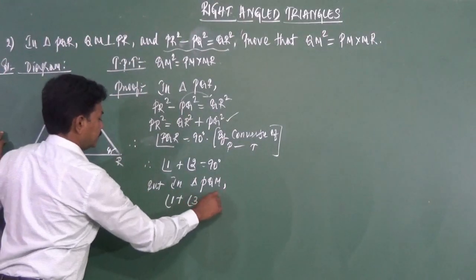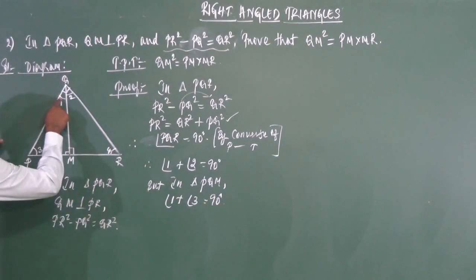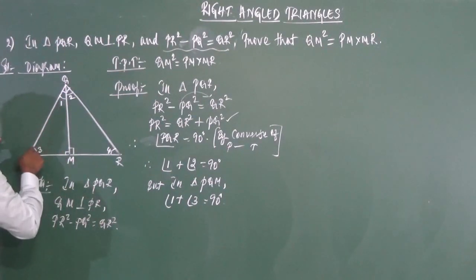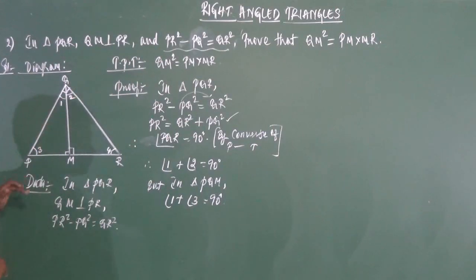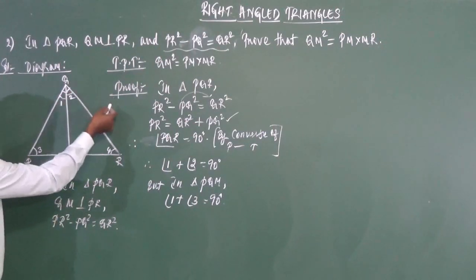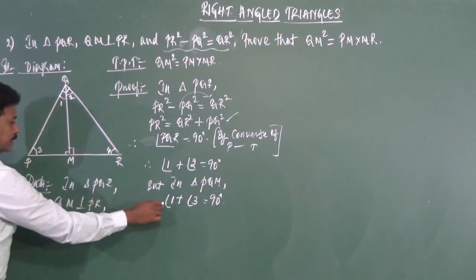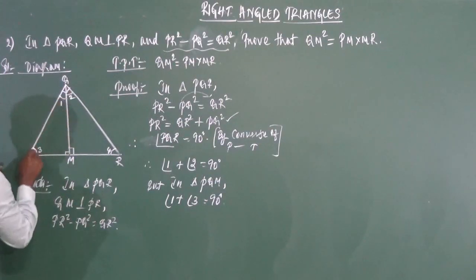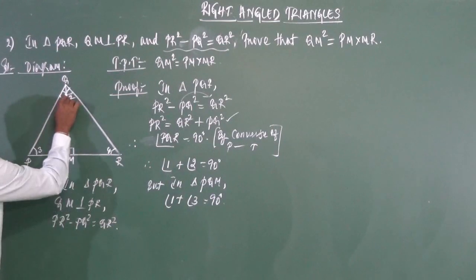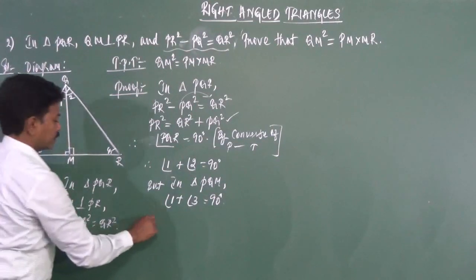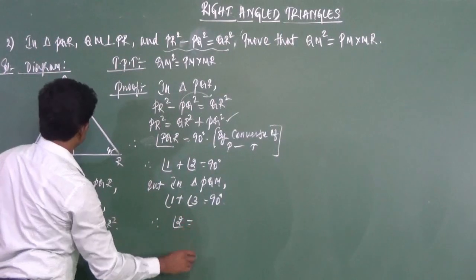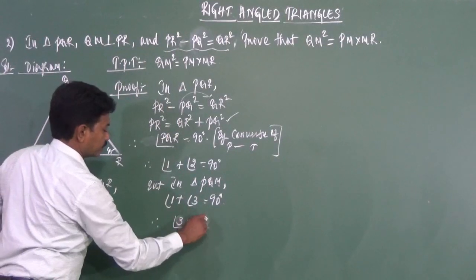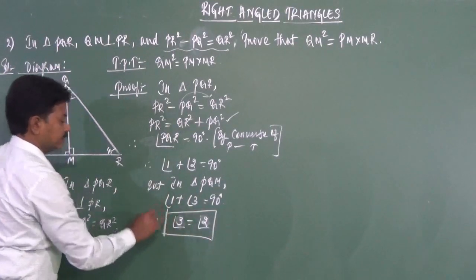Angle 1 plus angle 3 is equal to 90 degrees. So this angle plus this angle is 90 degrees. So therefore, angle 3 should be equal to angle 2. Because angle 1 plus angle 2 is 90 degrees, and angle 1 plus angle 3 is 90 degrees. So this angle when added to this angle is 90. So therefore angle 2 should be equal to angle 3, or angle 3 is equal to angle 2, just for reference. So angle 3 is equal to angle 2, it's a result, right?